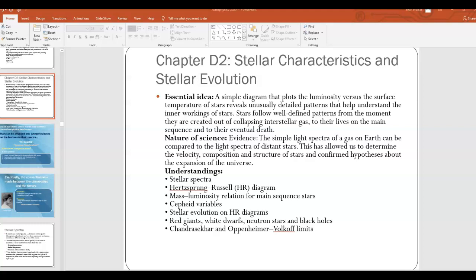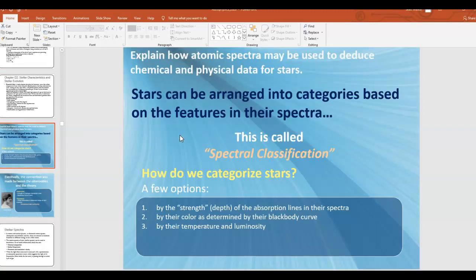So first we're going to talk about classifying stars and stellar spectra. Obviously we've been looking at stars for a long time. For thousands of years, people have been looking up at the stars. And as technology developed, we had the capability to classify stars in different ways. This is called spectral classification. So how do you categorize stars, or how do you classify stars? There's a few different ways you can do that.